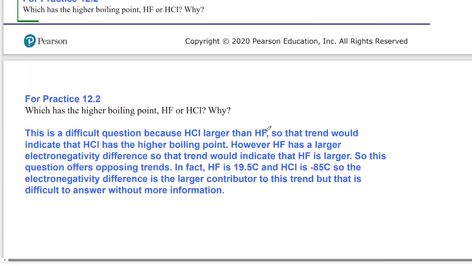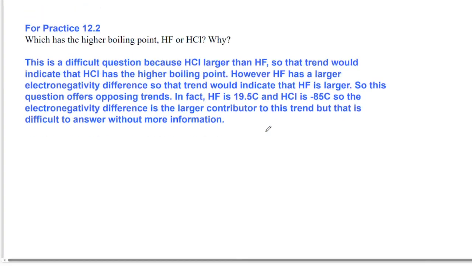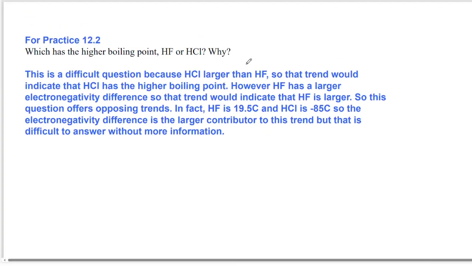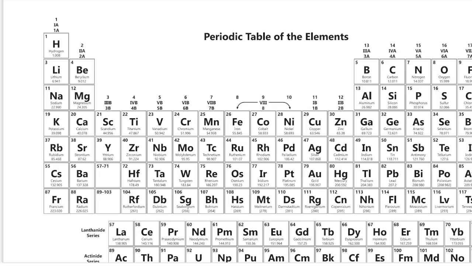The next question is, which has the higher boiling point, HF or HCl, and why? So I've made a note here. This is kind of a difficult question according to the information that we've been given. If we look at the periodic table, here is fluorine and here is chlorine.